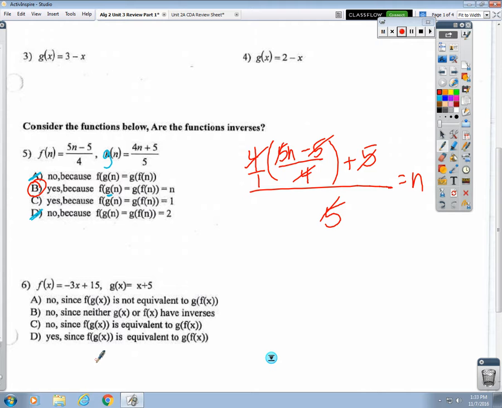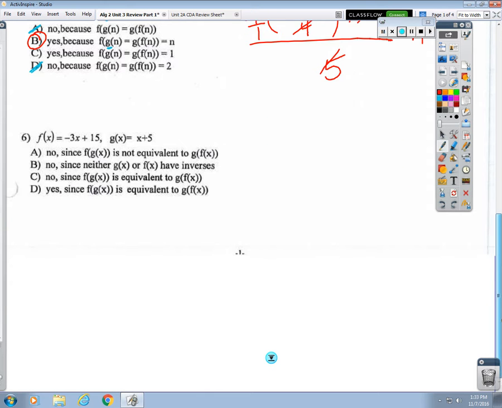Does that make sense? Because when you plug the g function into the f function, your result is n. And when you plug the f into the g, your result is n. That's why they are inverses. Okay, number 6. They want to know if these are inverses. So which one do you prefer to work with? Okay, so I'm going to make this y equals x plus 5, and now I'm going to find its inverse.